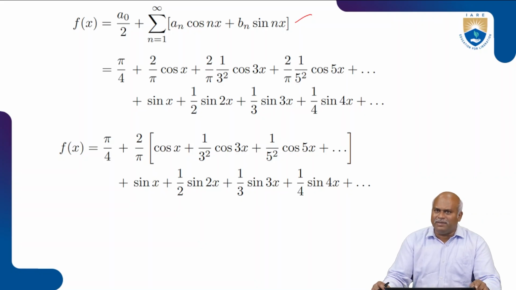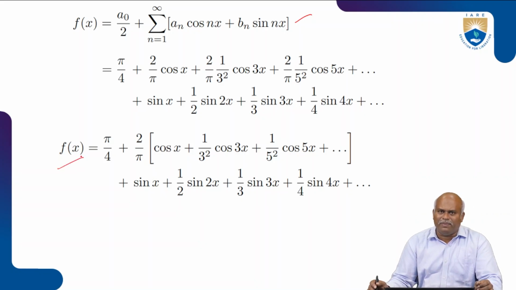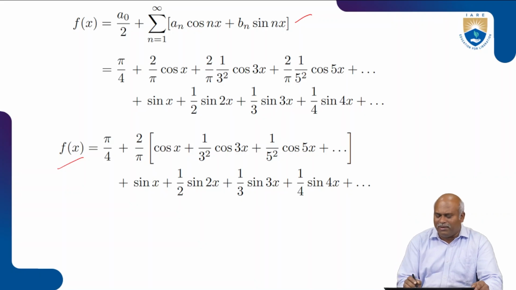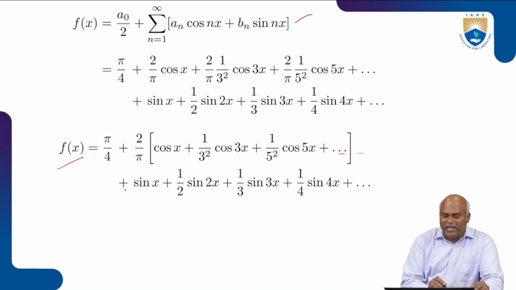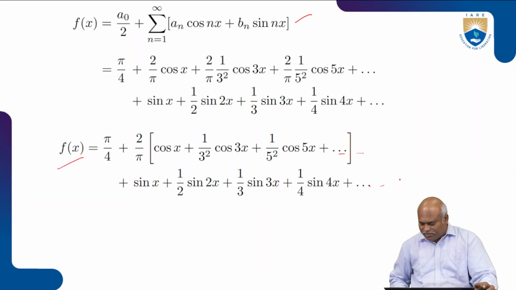Then after we simplify this equation, we get f of x equal to 1 by pi, that is pi by 4 plus 2 by 5 cos x plus 1 by 3 square cos 3x plus 1 by pi square cos 5x, plus up to infinity. Then the sine terms: sin x plus 1 by 2 sin 2x plus 1 by 3 sin 3x plus 1 by 4 sin 4x, going up to infinity.